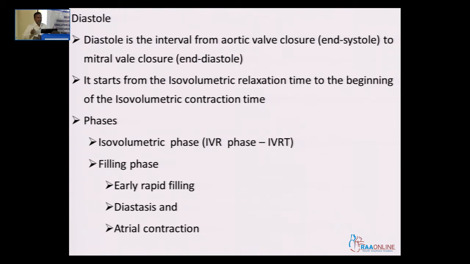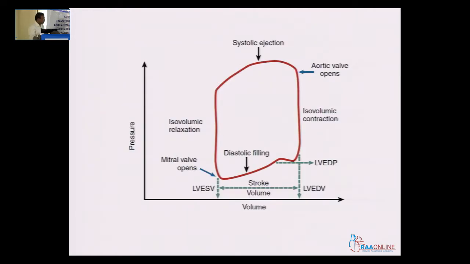Valve opens. That is the time your LV relaxes, that means the volume increases without entering any blood into the chamber, so the pressure drops. That's the initial phase. Then you have the filling phase, which is divided into 3: the early rapid filling, then your diastasis and your atrial contraction. This is how it is happening.